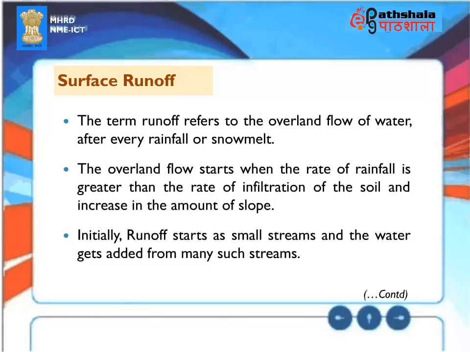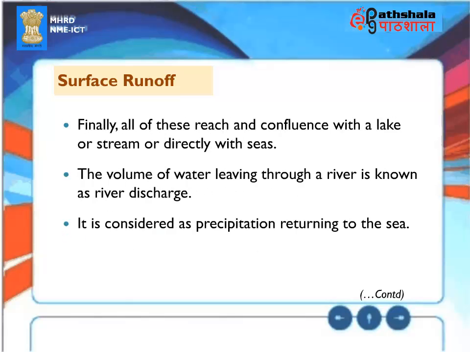The overland flow starts when the rate of rainfall is greater than the rate of infiltration of the soil and increase in the amount of slope. Initially, runoff starts as small streams and the water gets added from many such streams. Finally, all of these reach and confluence with a lake or stream or directly with seas. The volume of water leaving through a river is known as river discharge. It is considered as precipitation returning to the sea.